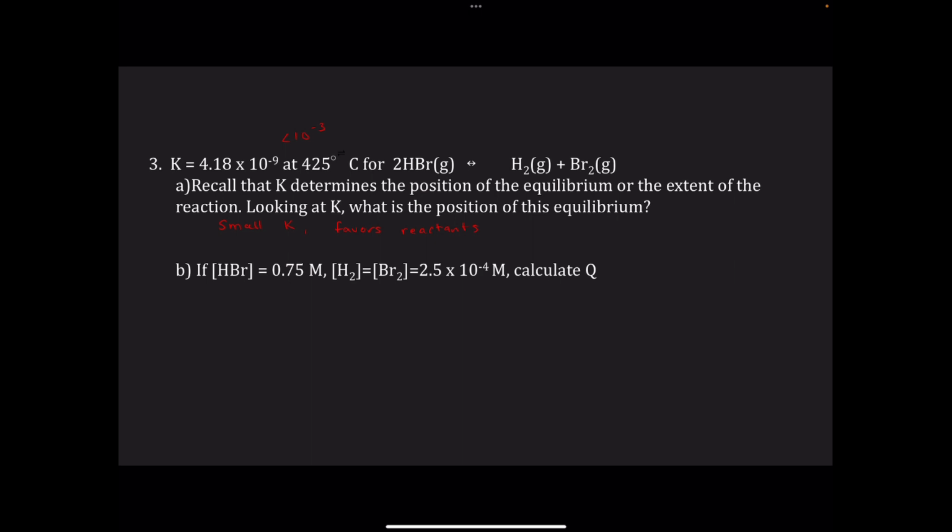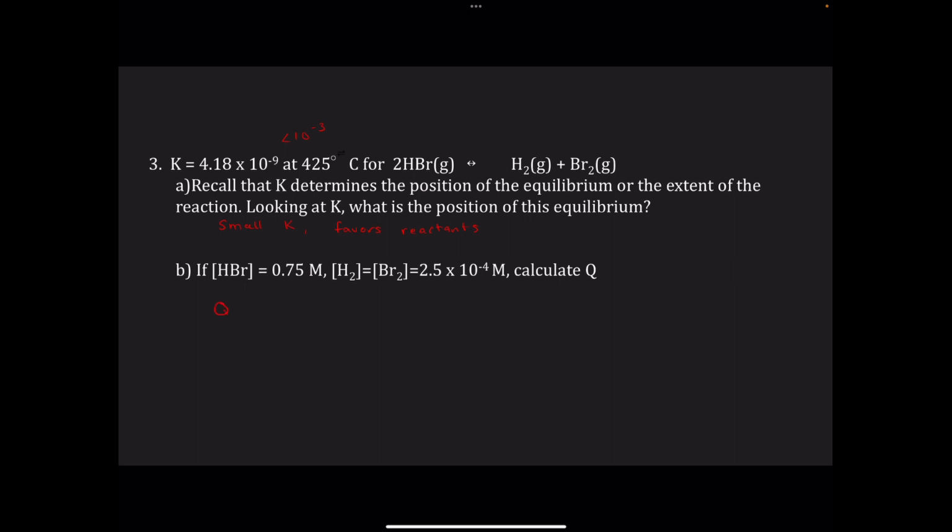Now, if the concentration of HBr is 0.75, and the concentration of hydrogen equals the concentration of bromine, which is 2.5 times 10 to the negative fourth, we're asked to calculate Q. We're not always going to be told directly to calculate Q. Here we're just given some concentrations. We don't know what these concentrations are. They could be initial, they could be halfway through the reaction, they could be final or equilibrium concentrations. We don't know. And since we don't know, we're going to calculate Q.